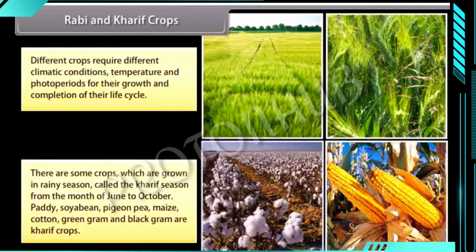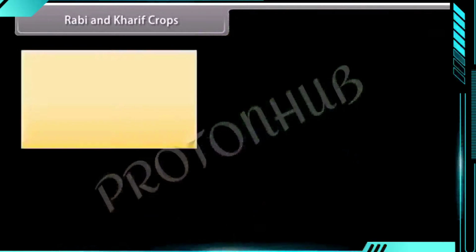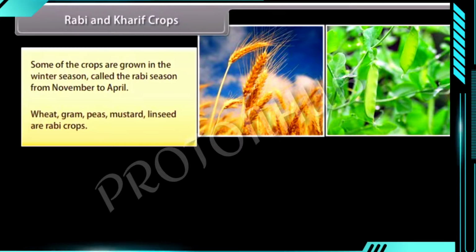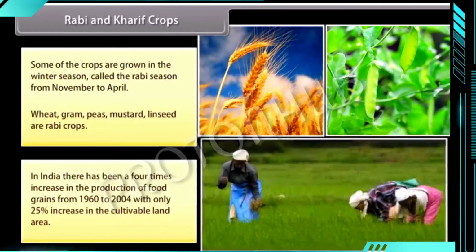Paddy, soybean, pigeon pea, maize, cotton, green gram, and black gram are kharif crops. Some of the crops are grown in the winter season, called the rabi season from November to April. Wheat, gram, peas, mustard, linseed are rabi crops. In India, there has been a 4 times increase in the production of food grains from 1960 to 2004, with only 25% increase in the cultivable land area.